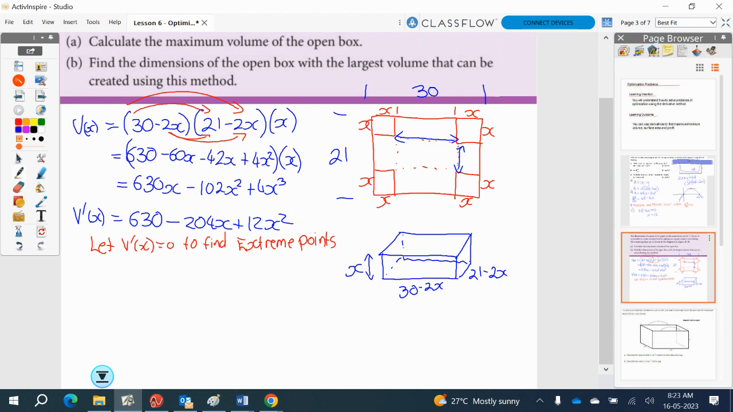So we need to solve this. So calculator for this one. If I rearrange that, I get 12x squared minus 204x plus 630. For this one on your calculator, use menu 331. Use menu, do it now. On the back. Menu 331, polynomial root solver.